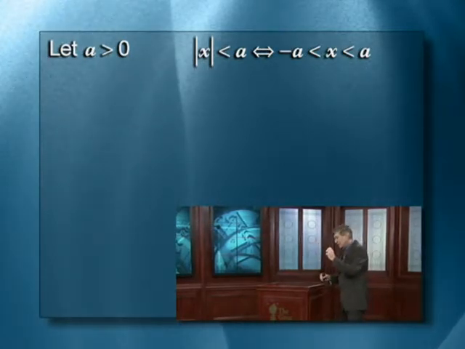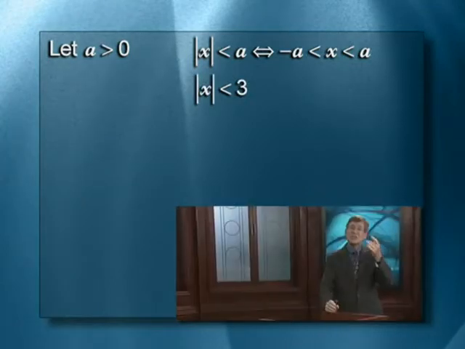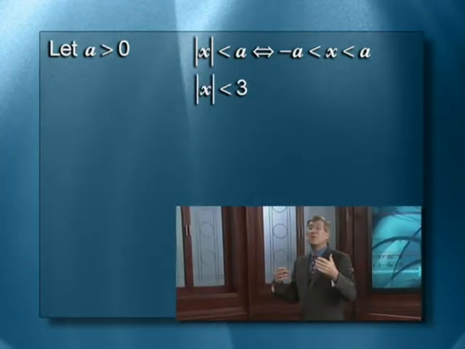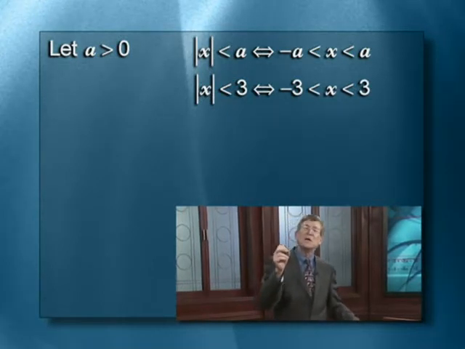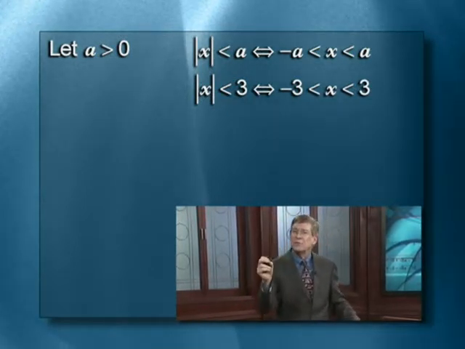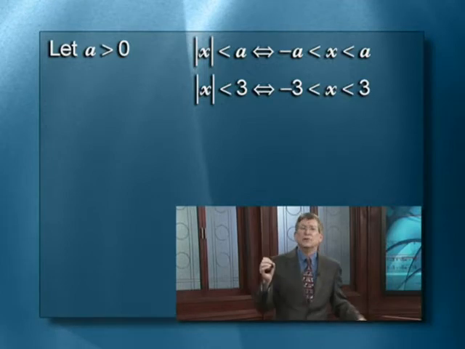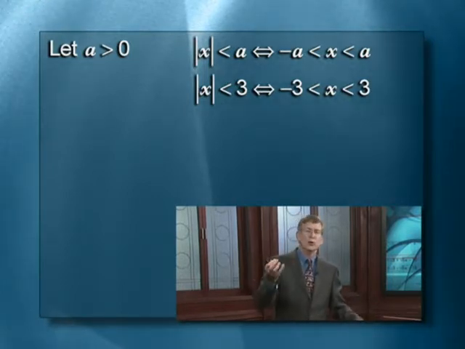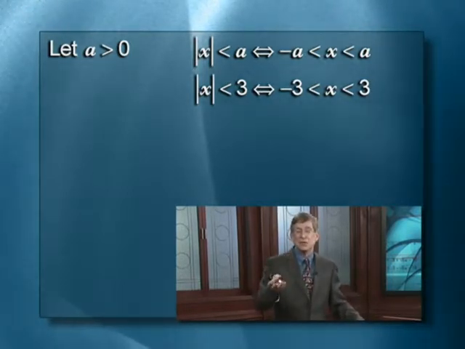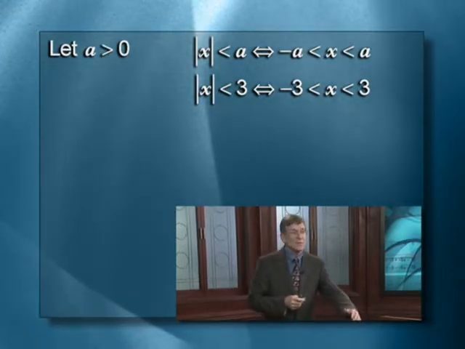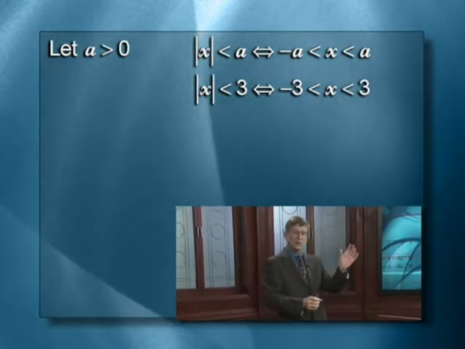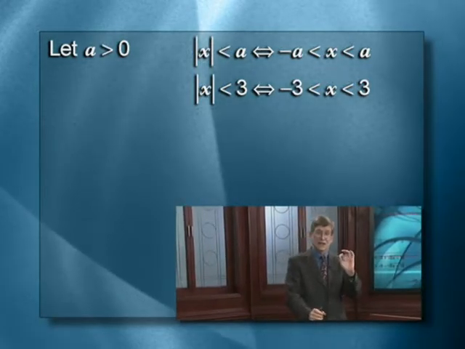For instance, if the absolute value of x is, say, less than 3, that means that x is in between minus 3 and 3. For example, x could be 0 or 1 or 2 or minus 1 or minus 2, but x can't be 5 or minus 10. So that's one property, absolute value of x less than a.